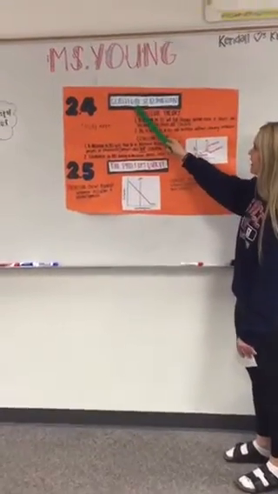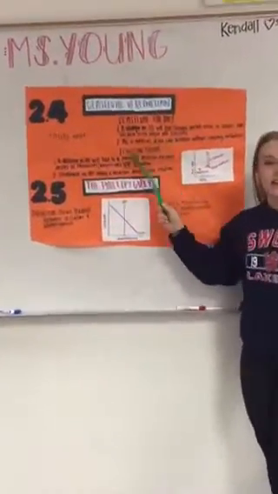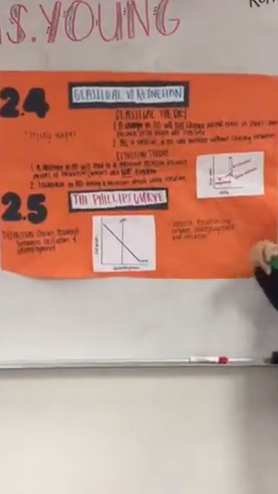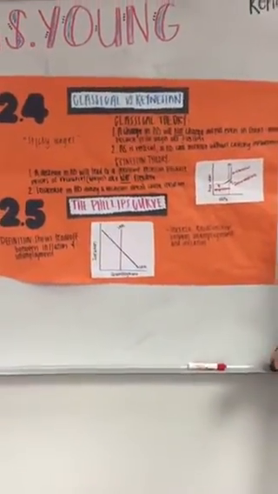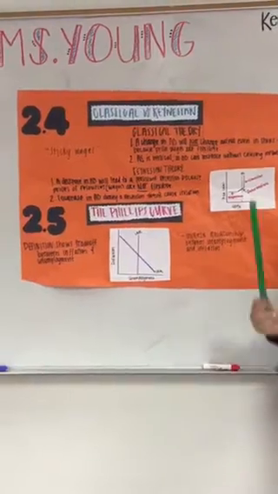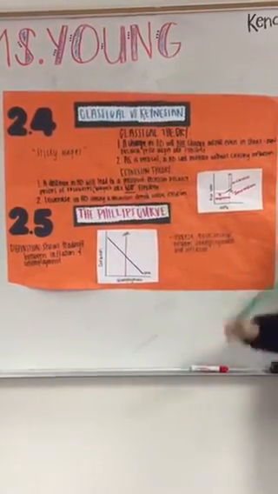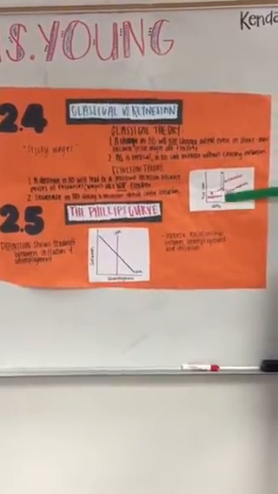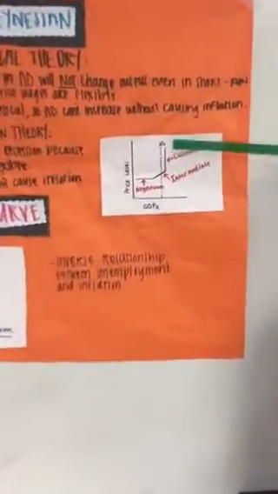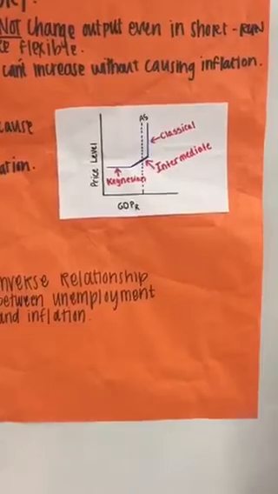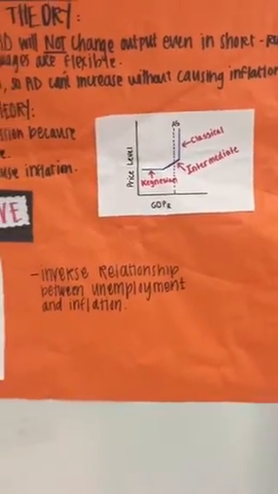So we'll begin with the classical versus Keynesian theory. The classical theory basically states that a change in aggregate demand will not change output, even in the short run, because prices and wages are flexible. And moving on to number 2 here, aggregate supply is vertical, as you can see right there. And then this is the classical range. So aggregate demand can't increase without causing inflation.